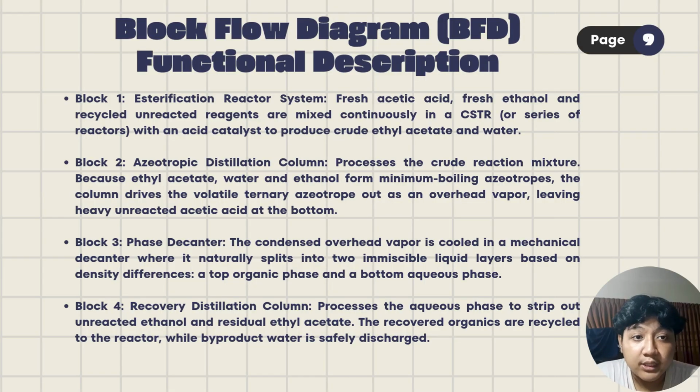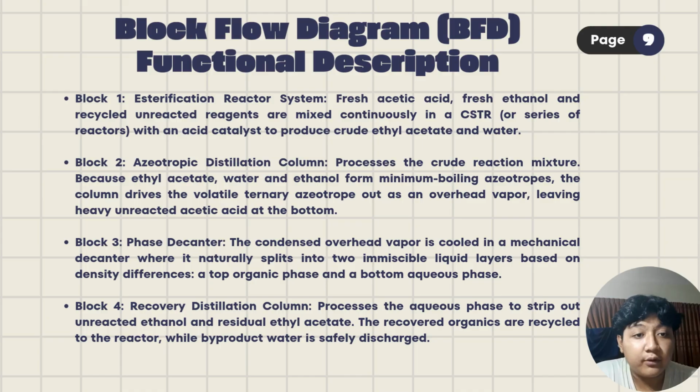In block 2, the reaction mixture enters an azeotropic distillation column. This unit separates volatile components as an overhead vapor while heavier unreacted acetic acid remains at the bottom. In block 3, the condensed vapor is sent to a phase decanter. Due to the density difference, the mixture separates into an organic phase and an aqueous phase.